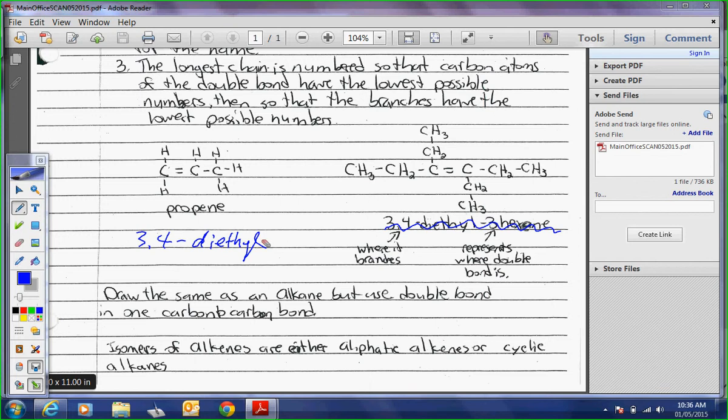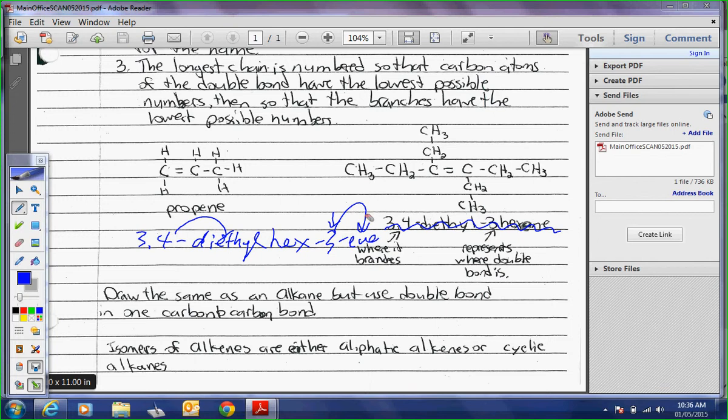So 3,4-diethyl. Everybody okay with that? Hex, because it's 6 carbons long. 3-ene, because the 3 is where the double bond is. So the 3 goes in the middle, whereas it used to go on the end. Why did they change that? That kind of makes it more complicated. No, they changed it because it's actually more correct. If the 4 is where the ethyl is, the 3 is where the ene is, it makes more sense.